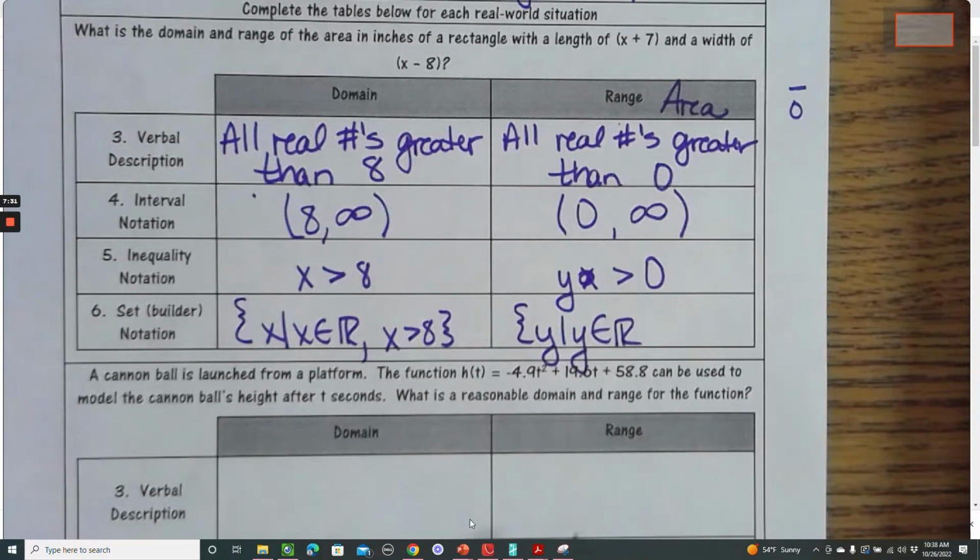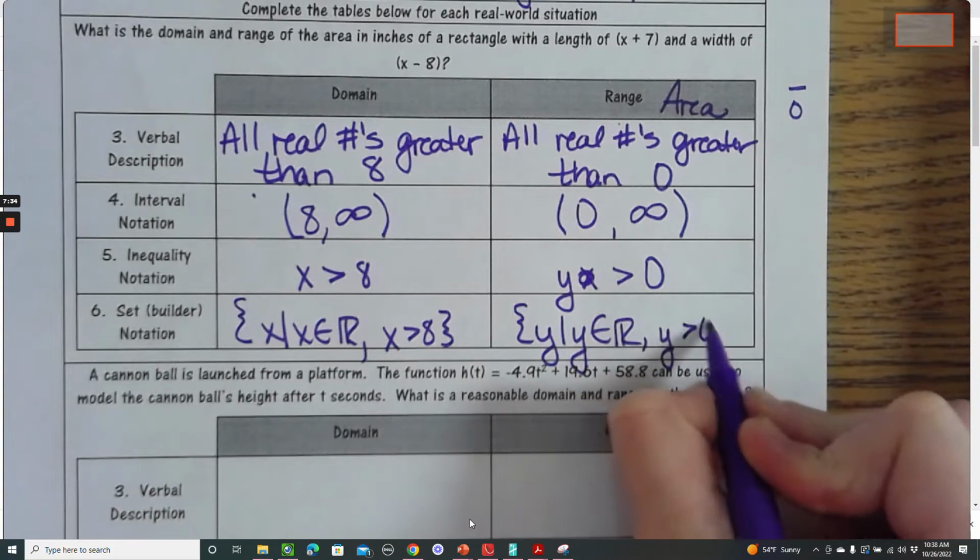Lord, my brain stopped. Of all real numbers where y is greater than 0.